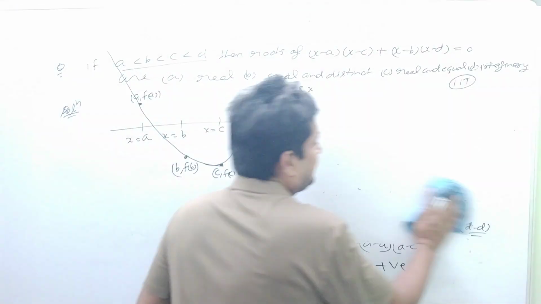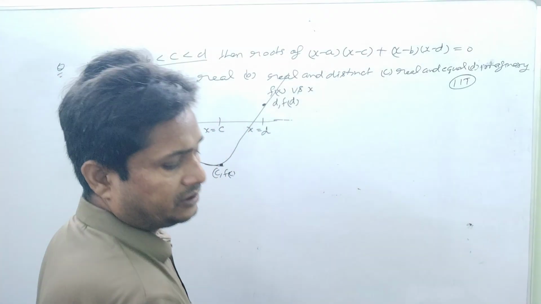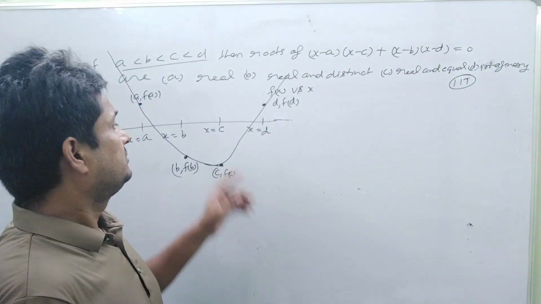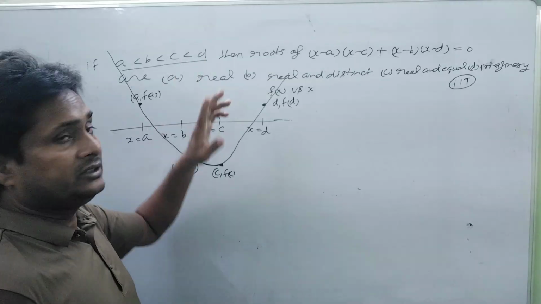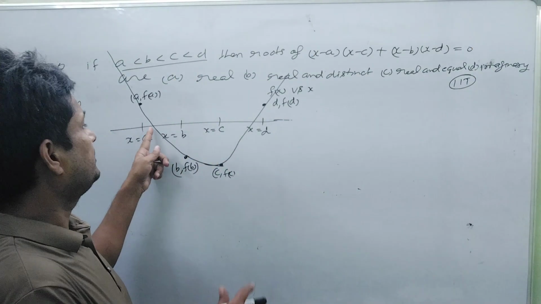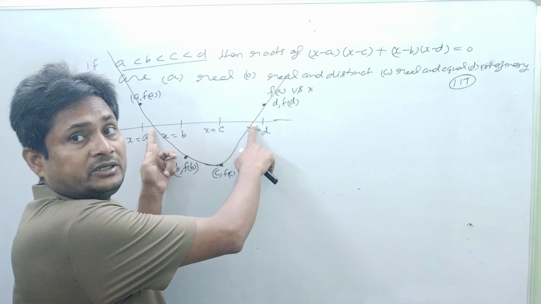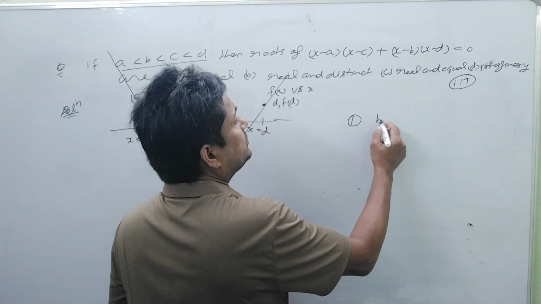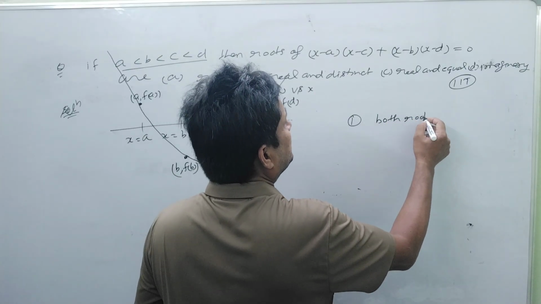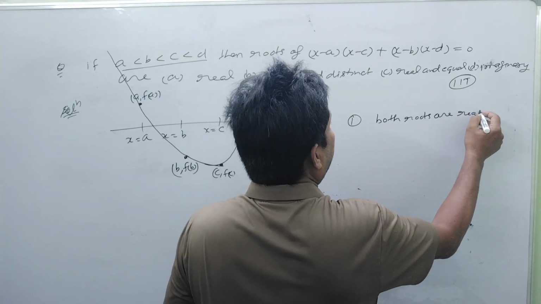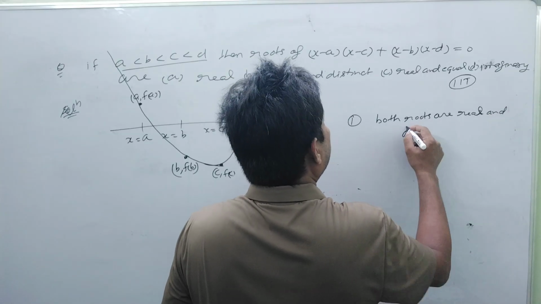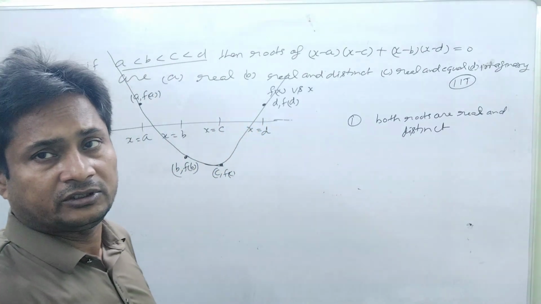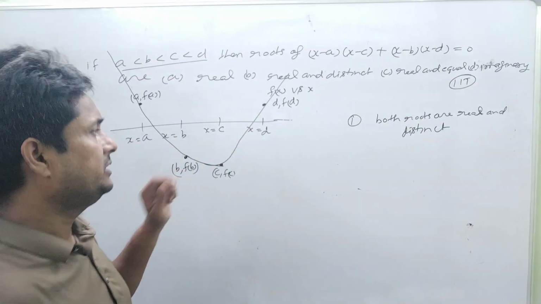So first of all, check about the roots. Because a, b, c, d are distinct numbers, both roots will be real and distinct. So about the graph, both roots are real and distinct. This is the first, from the figure.